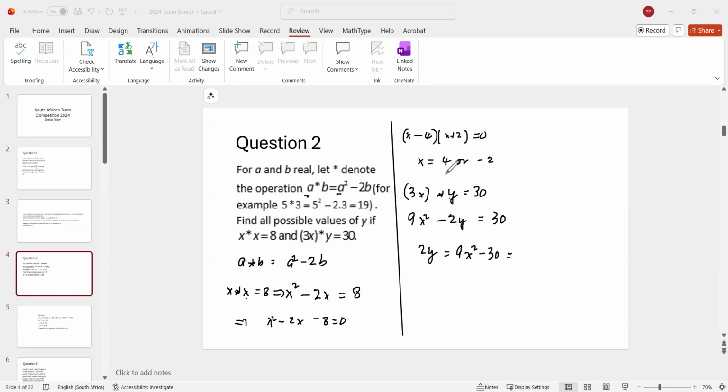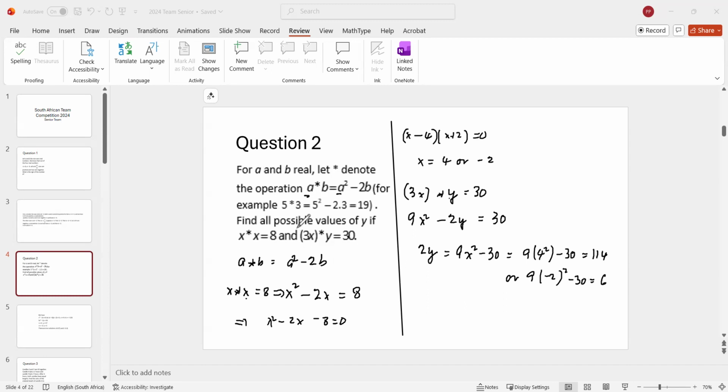And we saw that there were two values for x, right? So it's 9 times 4 squared minus 30, which is equal to 114, or 9 times negative 2 squared. With the other value, x was negative 2. So this is 9 times negative 2 squared minus 30. And that is 9 times 4, which is 36, minus 30, which is 6.